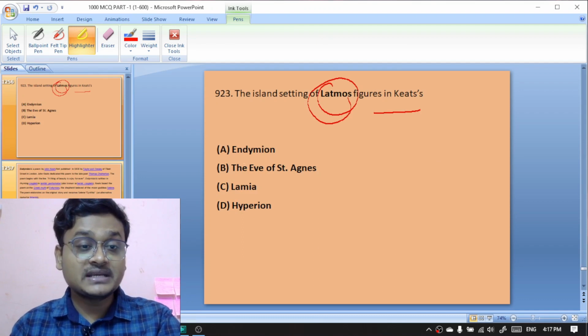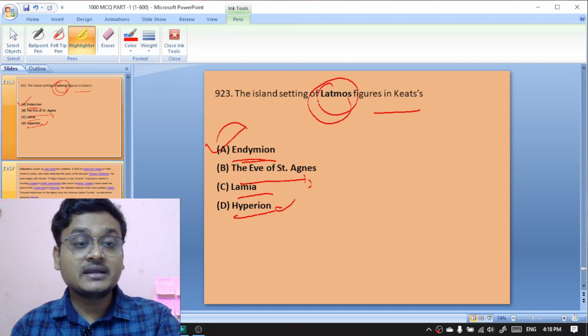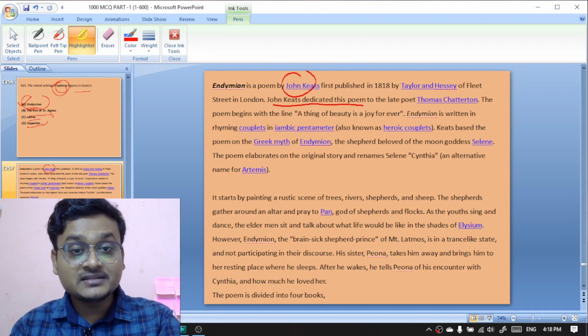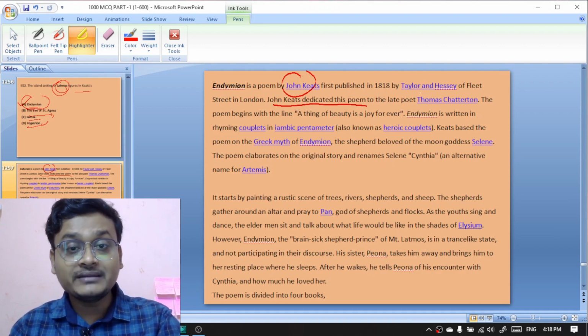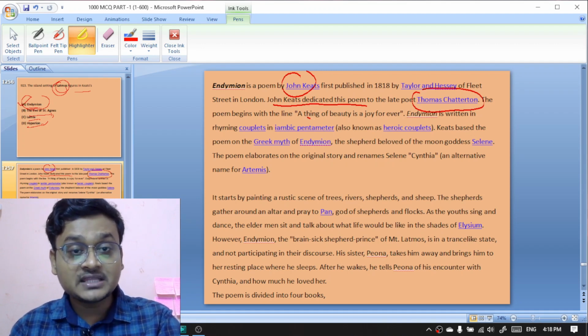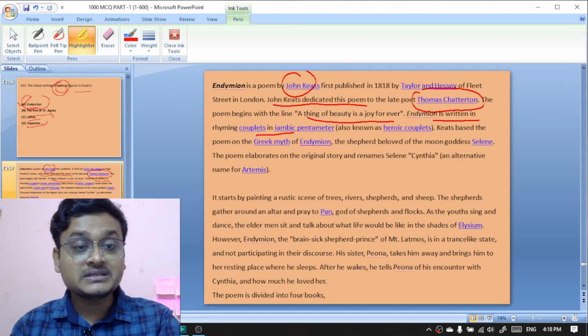Next question. The island setting of Latmos. Latmos figures in Keats' Endymion, the options being Endymion, Lamia, Hyperion. So in Keats' Endymion, the setting of Latmos appears. Endymion is a poem by John Keats, and Keats dedicated this poem to the late poet Thomas Chatterton. The poem begins with the line "A thing of beauty is a joy forever." Endymion is written in rhyming couplets in iambic pentameter, also known as heroic couplets.